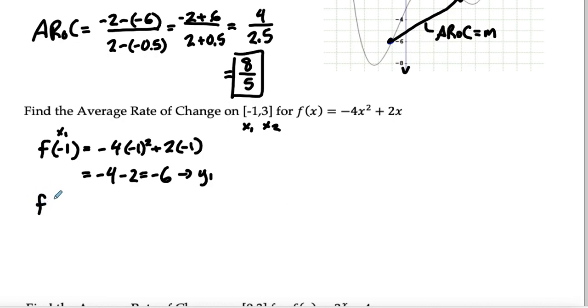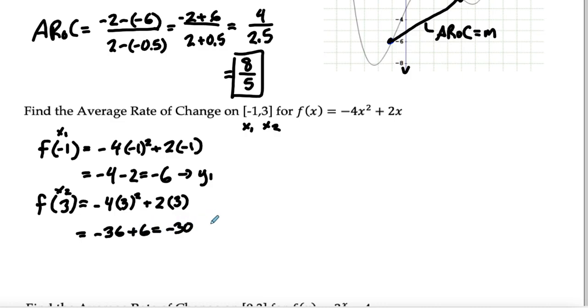Then we have f of 3, which is my x2. We input that and get negative 4 times 3 squared plus 2 times 3. That's going to be negative 4 times 9. Always square it first. So 3 squared is 9, times negative 4 is negative 36, plus 6 equals negative 30. That's going to be my y2.